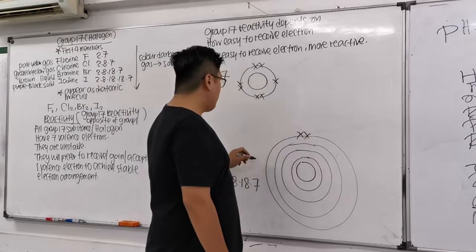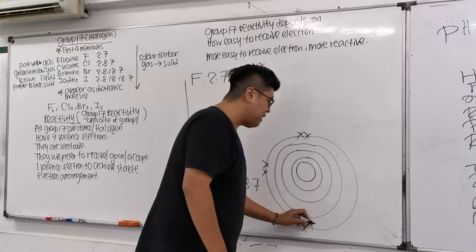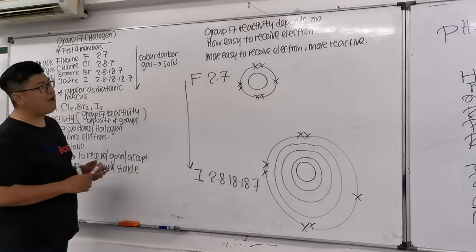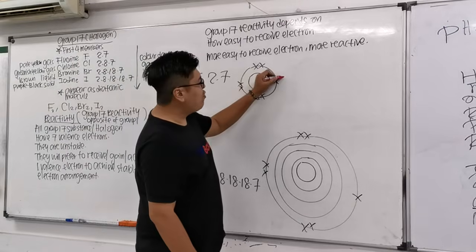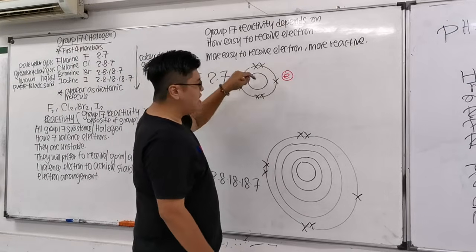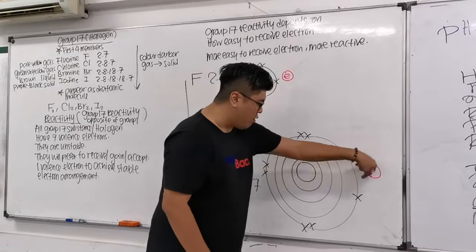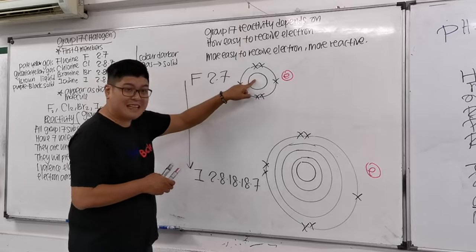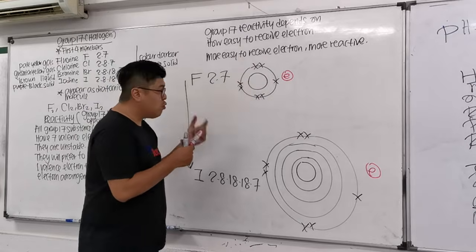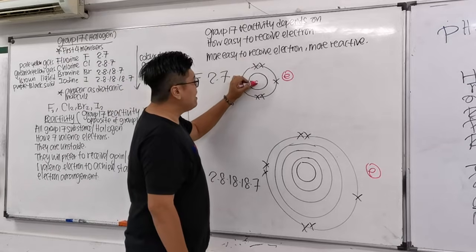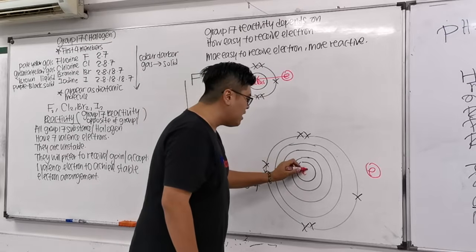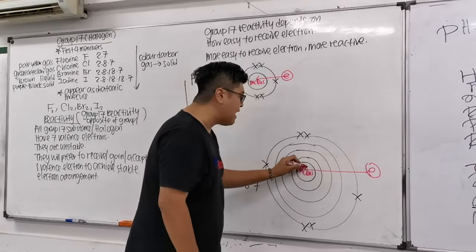1, 2, 3, 4, 5, 6, 7. So when you have 7 outer electrons, you want to receive 1 more. There is an electron outside here, you want to pull in, again to be 8. Electron pulled by who? The center, here called the nucleus. So the nucleus is the one pulling the electron.